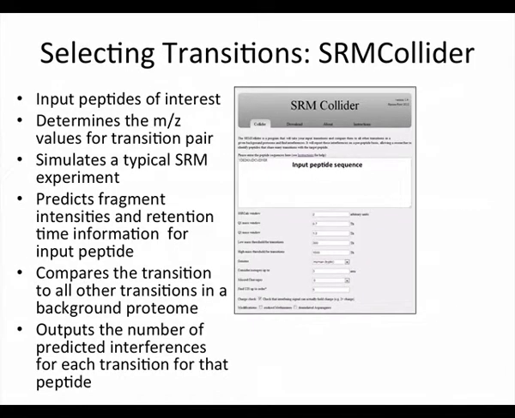So there are a couple of ways that you can do this before you even touch the mass spec. This is one program called SRM Collider, where you input your peptide sequence and all sorts of different parameters that have to do with your mass spec. It simulates an SRM or MRM experiment, predicting the fragment intensities and retention times. Then it compares the transitions that it thinks are going to occur to all of the other transitions in their database and outputs what they think is going to happen.